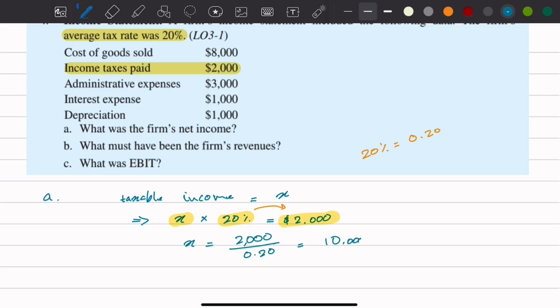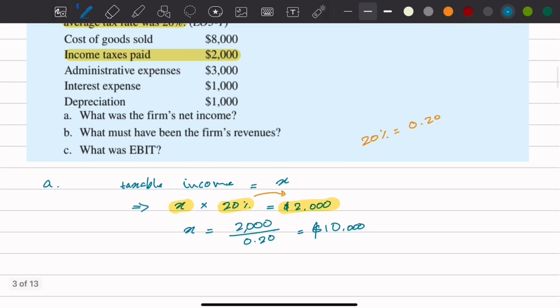which means that the taxable income for the company was $10,000. So I can reiterate this and say taxable income equals 10,000.